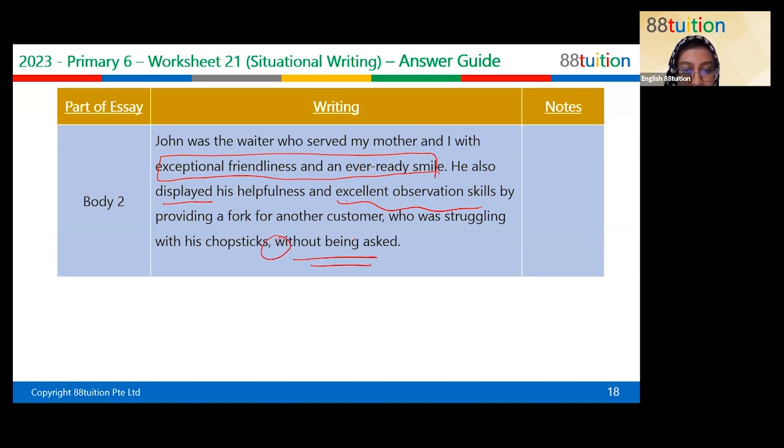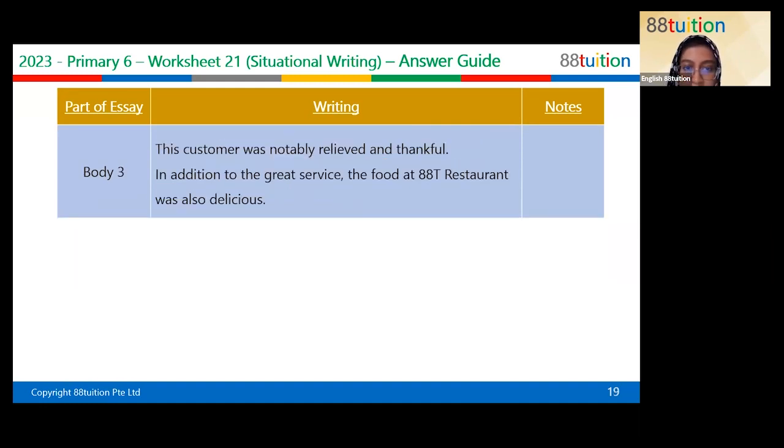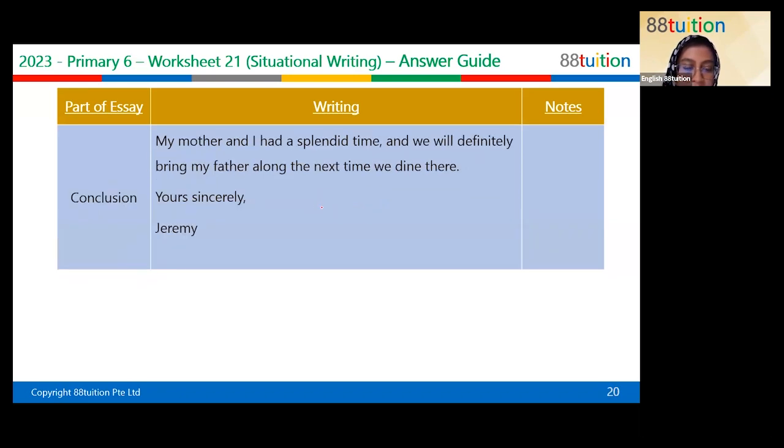Okay, so take a look at how they're actually phrasing the sentences here. Next, this customer was notably relieved, obviously, relieved and thankful. In addition, so use the linkers nicely. So the great service, the food at 880 restaurant was also delicious. So they actually give you an additional point there. And then conclusion: my mother and I had a splendid time and we will definitely bring my father along the next time we dine there. Yours sincerely, Jeremy.